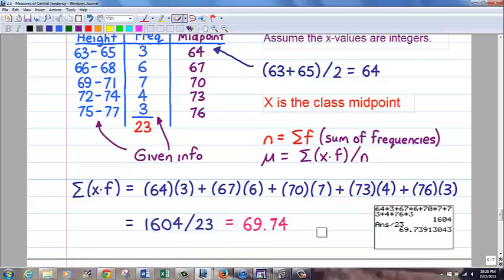Now, one very important thing when you make these calculations is that this answer did not have to end up in the middle. It kind of did because the data is symmetric, but it has to end up somewhere between 63 and 77, because if you're averaging numbers that are between 63 and 77, even though we're using midpoints, you're not going to get an answer outside of the range 63 to 77. So just make sure your answer fits somewhere in there. Okay.